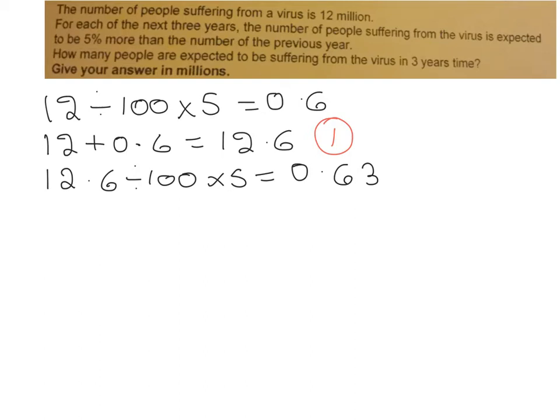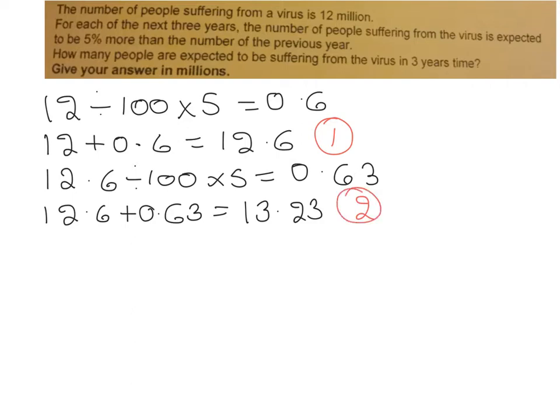So again, we're going to find 5% of 12.6, divide by 100, multiply by 5, 0.63. Again, we're going to add this on, so 12.6 plus 0.63 gives us 13.23. That is the amount of people in millions who are suffering from the virus at the end of 2 years.